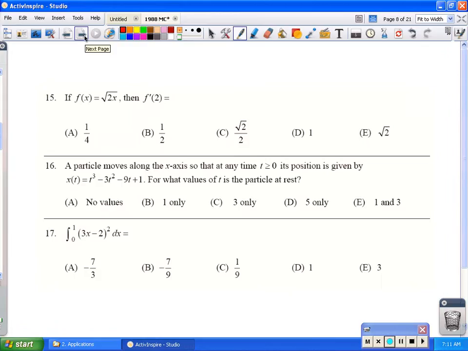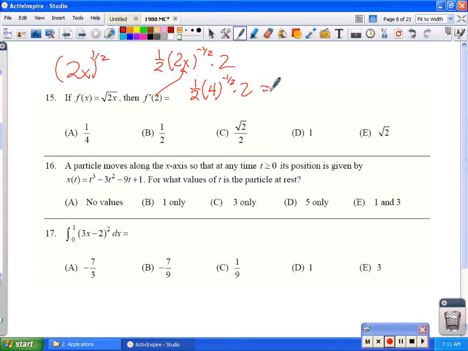Number 15, a simple derivative. I'm going to rewrite this as (2x) to the 1/2 power. So the derivative would be 1/2 (2x) to the negative 1/2 times the derivative of the inside, 2. I'm going to evaluate it at 2. So that would give me 1/2 of 4 to the negative 1/2 times 2. That would be 1/2 of 1/2 times 2, which is 1/4 times 2, which is 1/2, which is B.